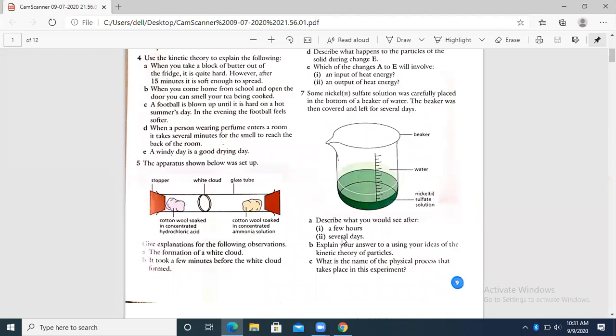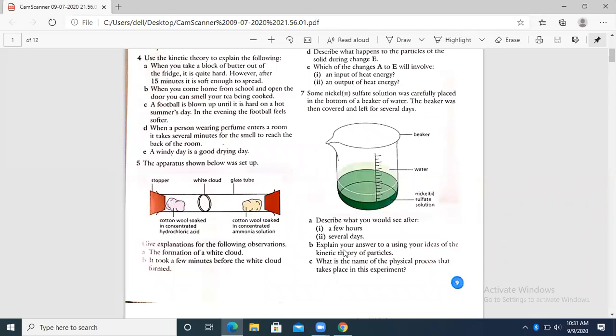Question number B, explain. Next question for Akali. Explain your answer to A using your ideas of the kinetic theory of particles. So in answer A, after a few hours we can see them separately, and after a few days they will mix together completely. Particles of liquid have weaker force of attraction, so they are free to move. But they are still weaker than gases, so it will take some time for the two liquids to diffuse together.